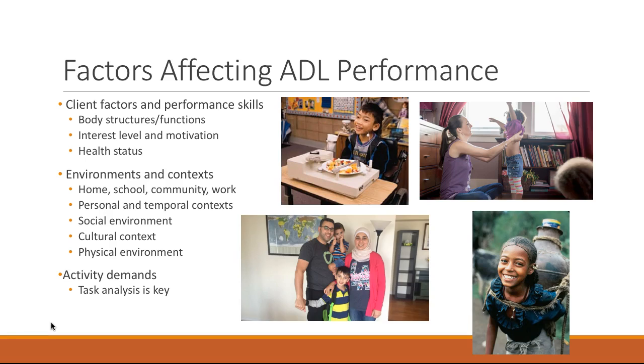In regards to environments and contexts, there are four main settings where youth typically complete ADLs: at home, at school, in the community, and at work. For the personal and temporal context, consider how ADLs typically develop in a sequence, and the level of parental involvement in ADLs varies based on what stage of development the child is in. You may not think of the social environment as having a big impact on ADL performance, but family members, other significant adults, and even peers can provide encouragement and support a child's level of independence with ADLs. A child's social routines may also influence when and how ADLs are taught to a child.